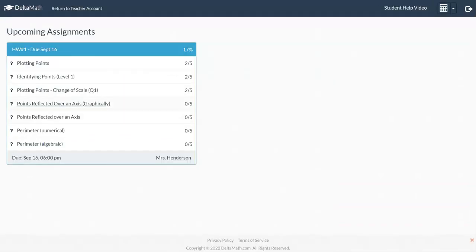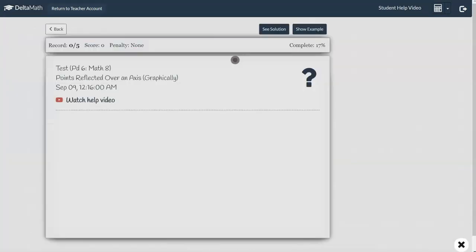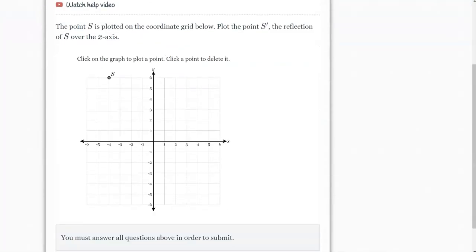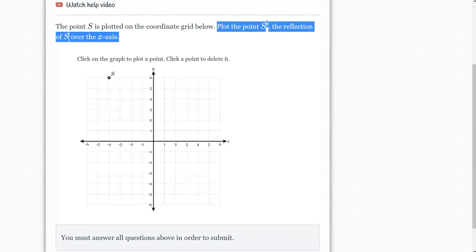All right, we're going to move on to some more challenging questions that you haven't seen since 6th grade, and that's reflecting points. The word reflection means to flip or mirror image. So let's take a look here. It asks me to plot the point S prime. Do you remember that little tick mark there is prime? Plot the point S prime, the reflection of S over the x-axis.